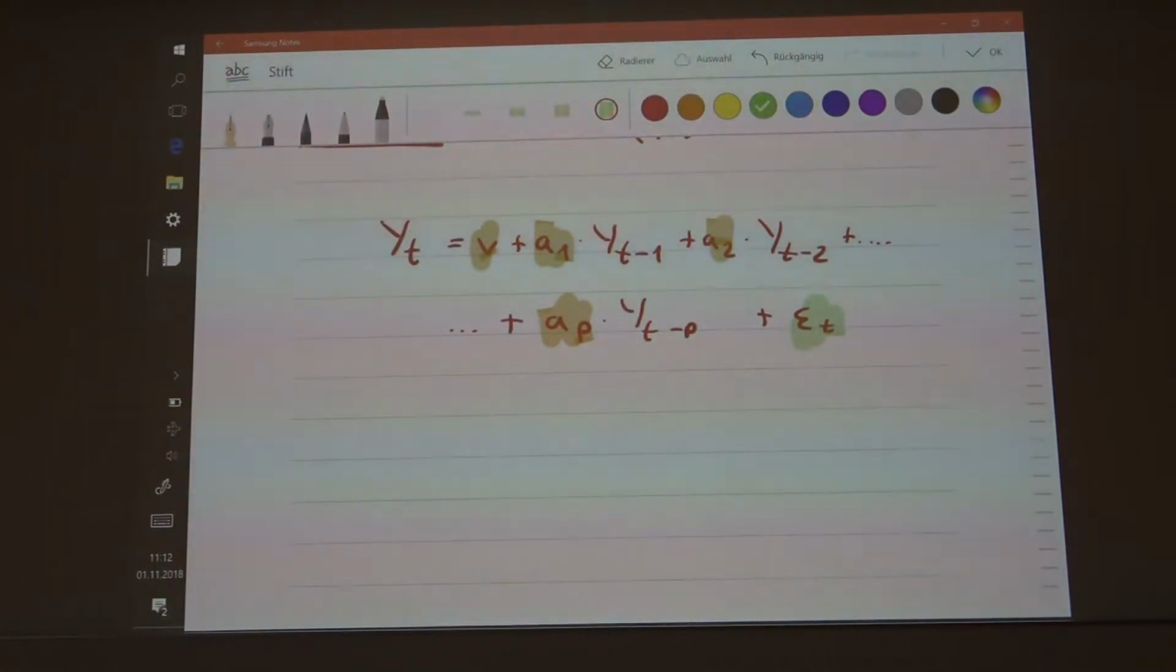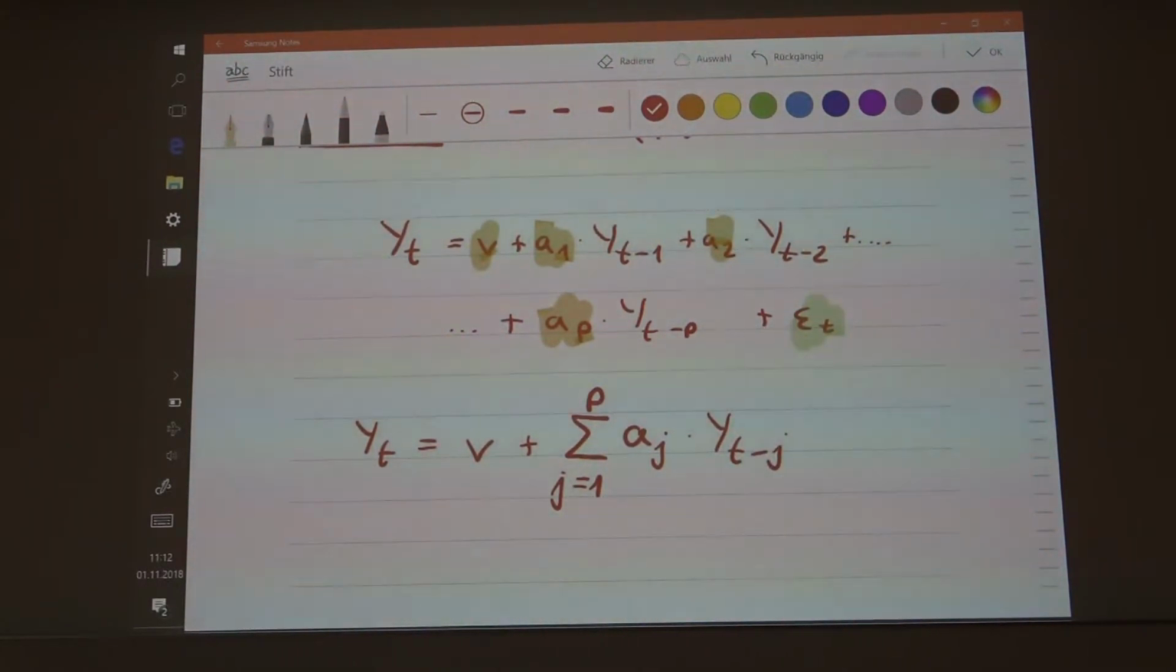It's necessarily the case, and you can see this here, that the process depends on its previous realizations. So basically yt is equal to the constant plus a sum, where the sum starts at j equals 1 and stops at p, of aj times yt minus j. This is a more compact notation, and then you have the disturbance term epsilon t, because epsilon is a white noise.